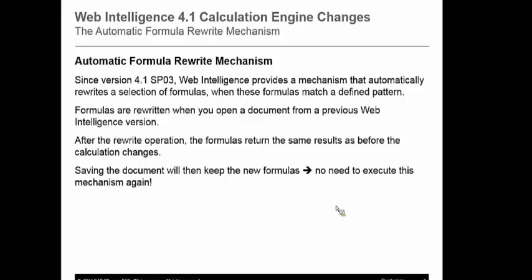And something I want to make clear is that it is the document content which is modified with this mechanism, and not the calculator which would change its own behavior. What that means is that once you save your imported document in WebI 4.1 SP3 and newer versions, it will keep these modified formulas, if there are any, of course. And so the next time you open that document, the mechanism won't have to be run again.